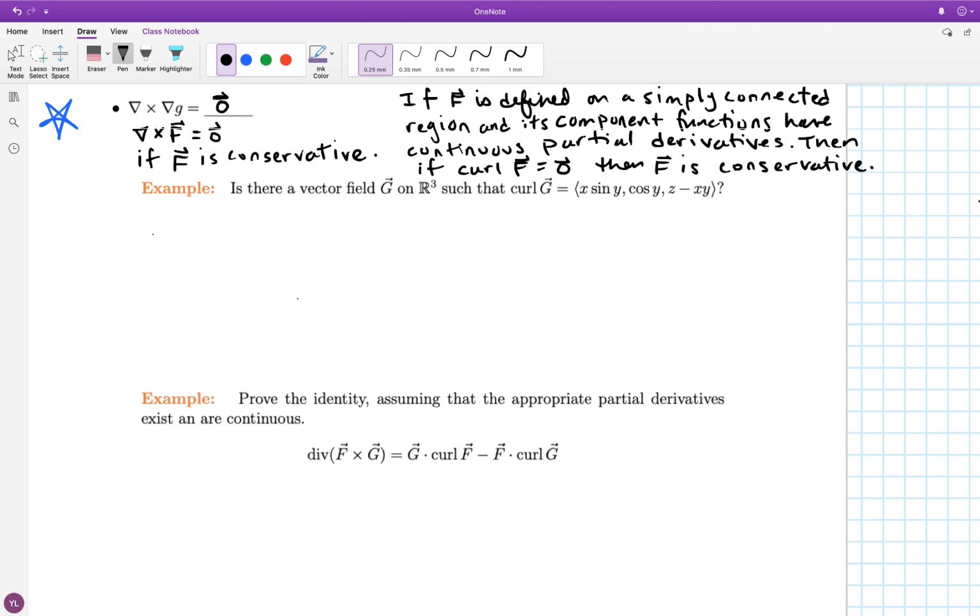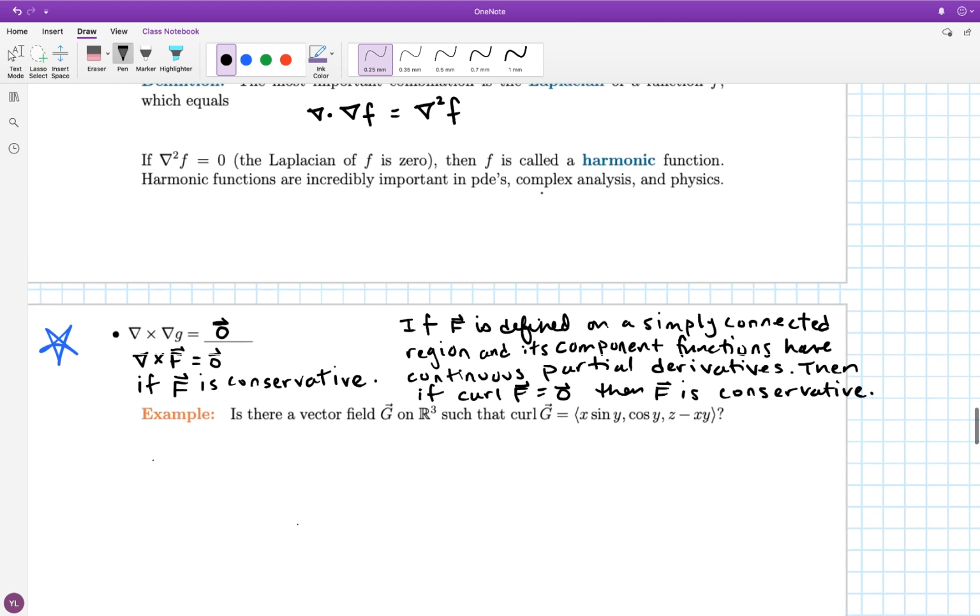I'm going to use sort of everything that we've learned about curl and divergence and gradients and so on to answer these questions here. So is there a vector field G that has its curl equal to this right here? Now, one option to investigate this question is to write out in general what the curl of a vector field is in terms of the partial derivatives of its component functions. But another option is to use something that I had up here.